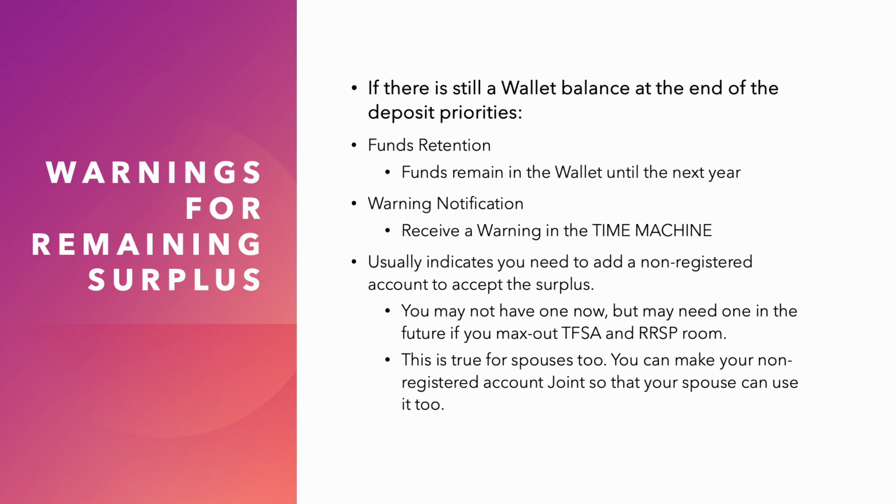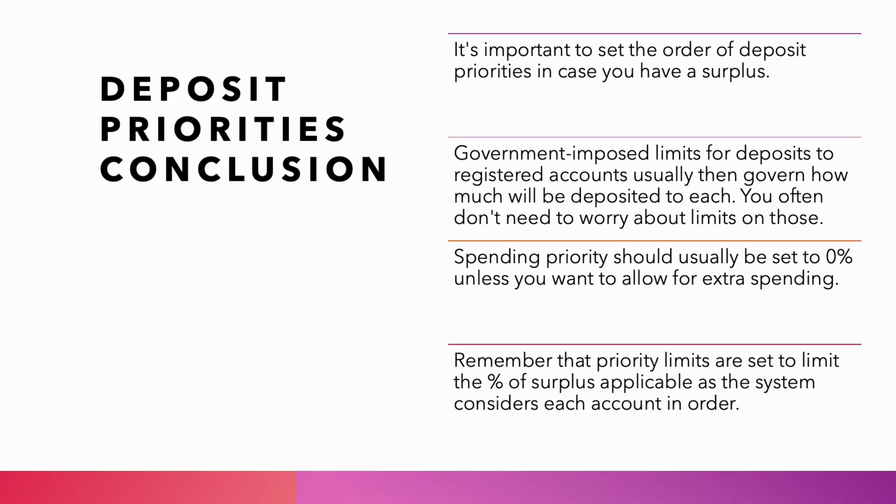This is true for spouses, too. You can make your registered account joint so that your spouse can use it, too. The order of deposit priorities is most important, and there are usually government limits imposed on deposits to registered accounts. So you don't need to impose your own.